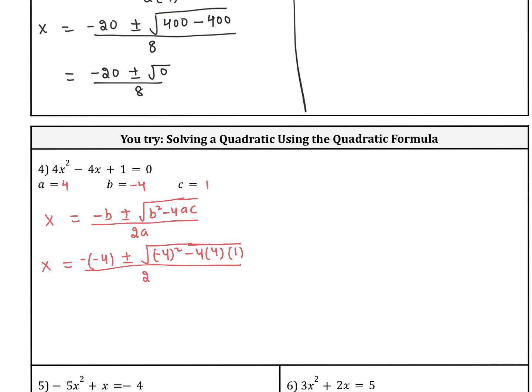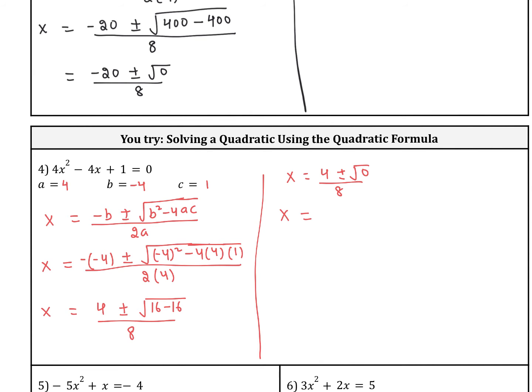So you got here 2 times 4, x equals 4 plus or minus the square root of 16 minus 16, divided by 8. So x equals 4 plus or minus square root 0 divided by 8. And in this case, you have one solution, and that is 1 over 2.